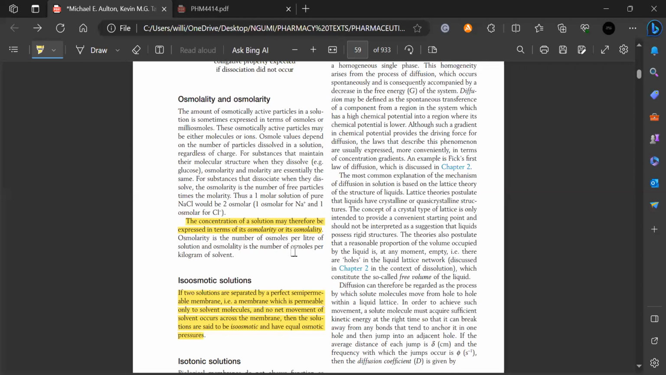Basically, osmoles are just the amount of osmotically active particles in a solution. So for osmolarity, it's the number of osmoles per liter of the solution. And osmolality, the one which you're not used to, is per kilogram. So one is per liter, one is per kilogram. Remember, the one which we're used to, osmolarity, is per liter, and osmolality is per kilogram of the solvent.